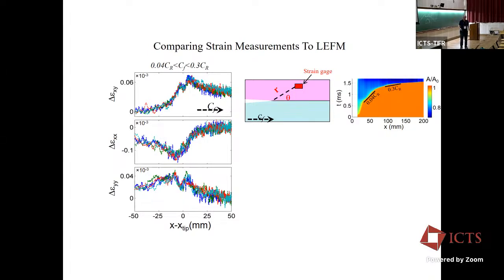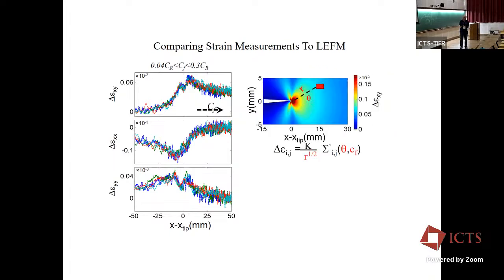Okay, good. Well, we have analytic solutions for a crack, so let's just compare them. And our analytic solutions are these. These are the stress singularities, or the strain singularities. And this is a known analytic function. This is sigma ij. Ij stands for the different components of the stress tensor.